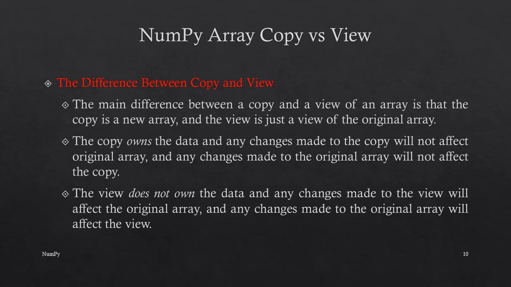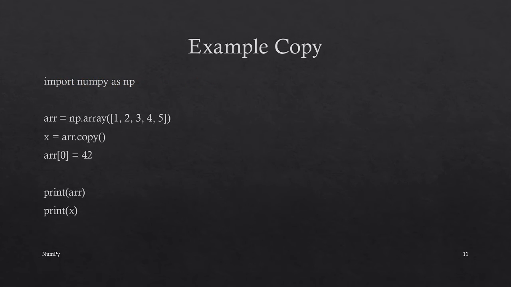But what happens in the case of view? View does not own any data. So any changes made to the view will affect the original array. And any changes made to the original array will affect the view. So that's the difference between array copy and array view. Array copy will always create a new array, whereas array view is just a view of the original array. We'll see this with an example.